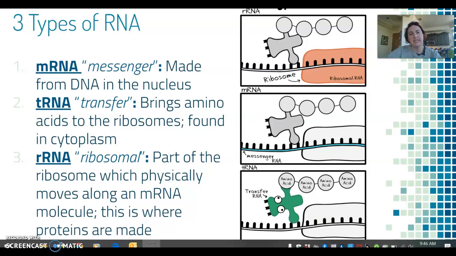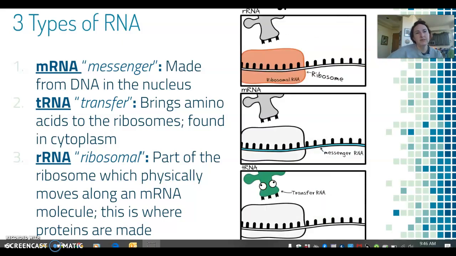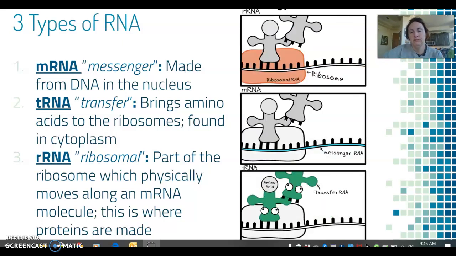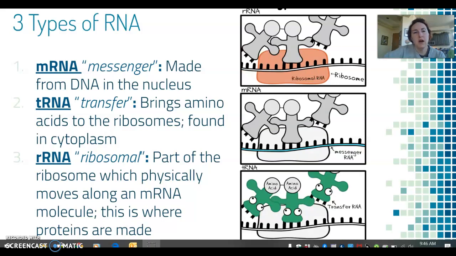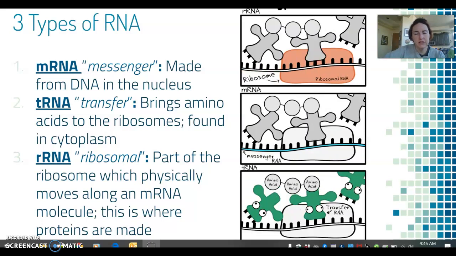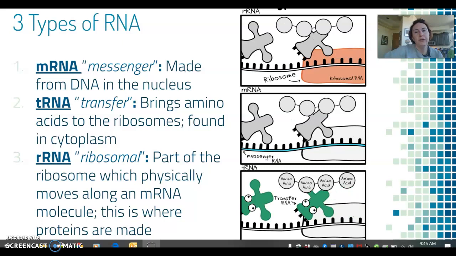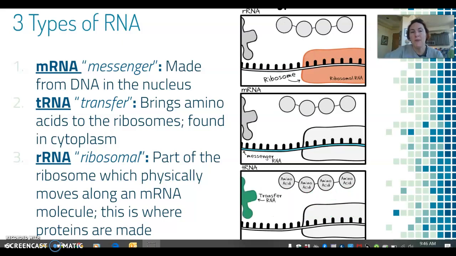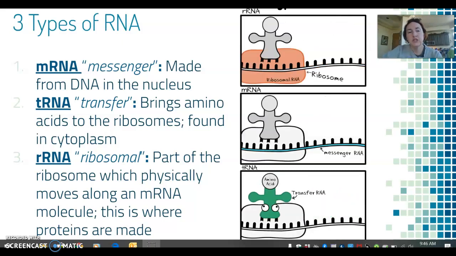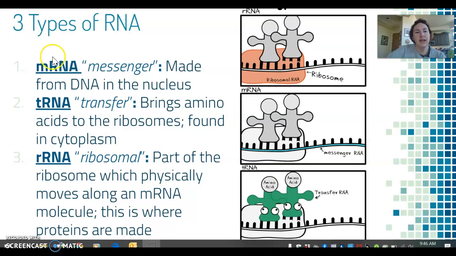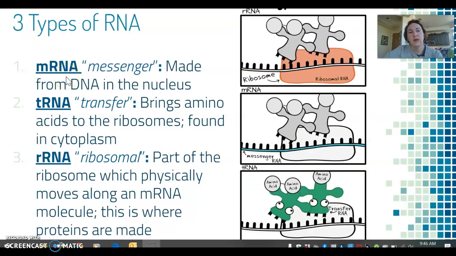I realized that I did not tell you about the 3 different types of RNA when I gave you your video the other day. So I'm going to talk just briefly about 3 different types of RNA. However, for this week, you only need to know about one of them. So the first one is messenger RNA, and that's this first one here.